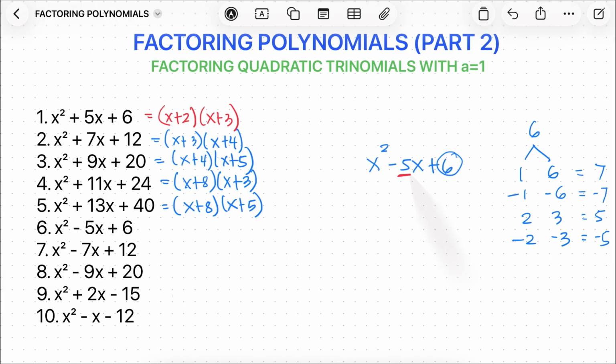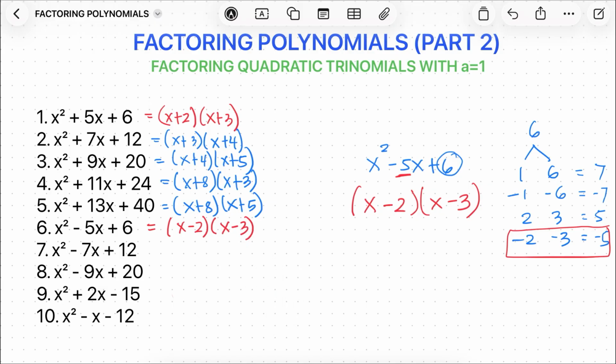And we are looking for negative 5 right here. Therefore, we're going to take negative 2 and negative 3. So negative 2 and negative 3. Therefore, our answer would be x minus 2 times x minus 3.